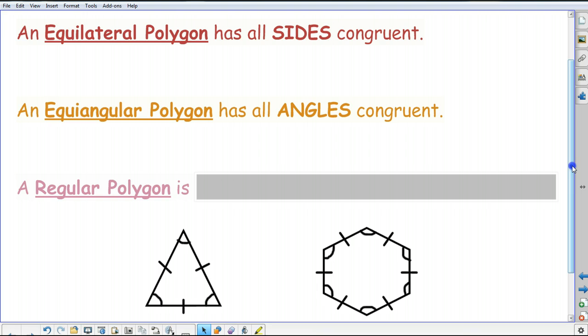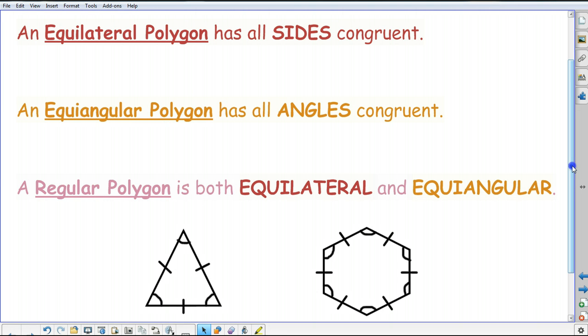All angles congruent. A regular polygon, I'm going to use this word a lot in the next three days. A regular polygon is pictured right here and right here. What do you think a regular polygon is? Equilateral and equiangular. It is both equilateral and equiangular. All sides congruent, all angles congruent. Perfectly symmetrical. Yes, Tori, very good.